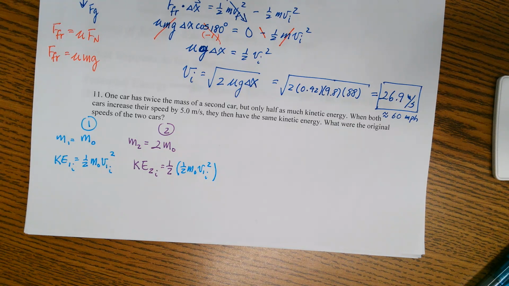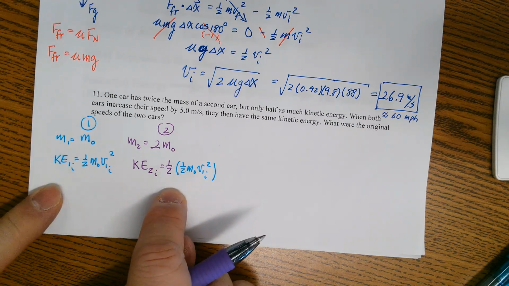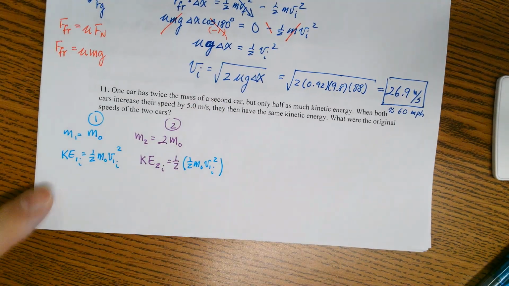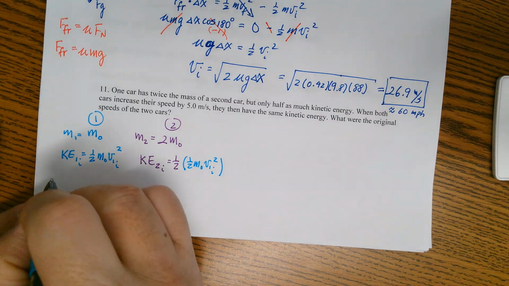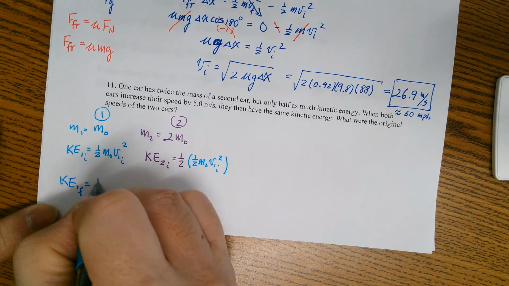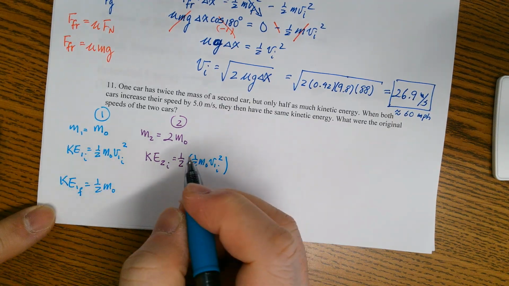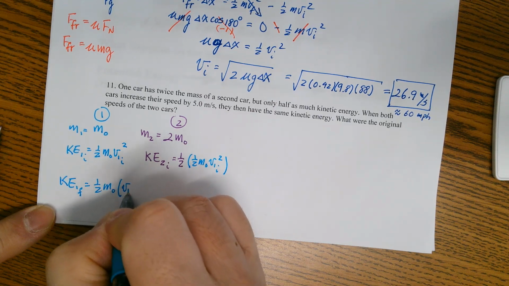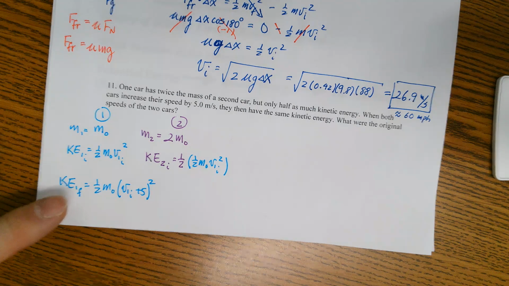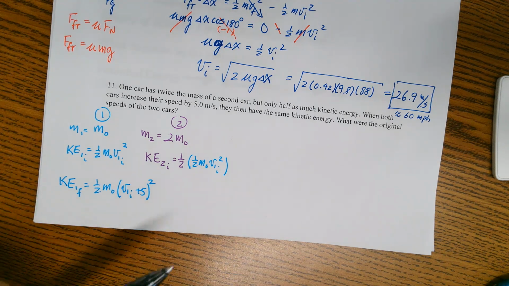Now, when both cars' speeds are increased by 5 meters per second, they have the same kinetic energies. So kinetic energy final is equal to 1/2 MO times V1 initial plus 5 quantity squared.